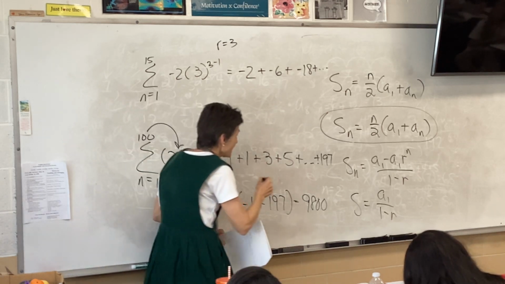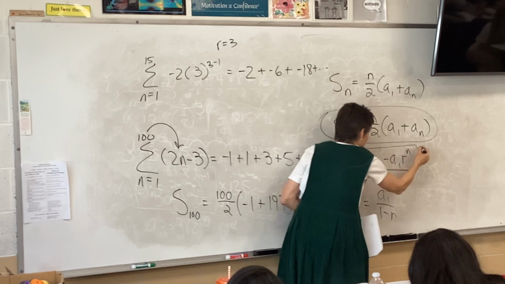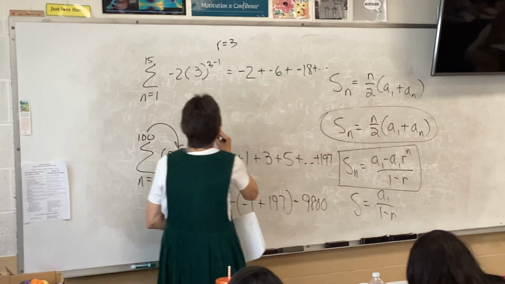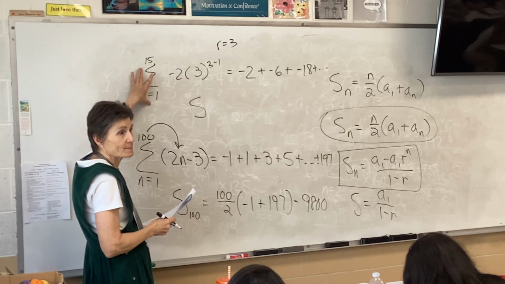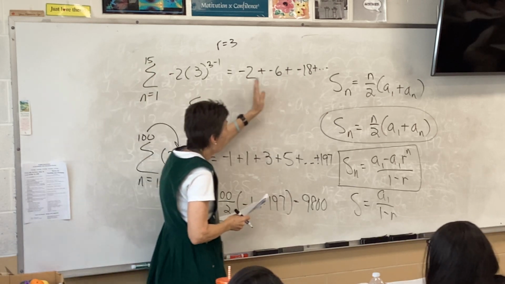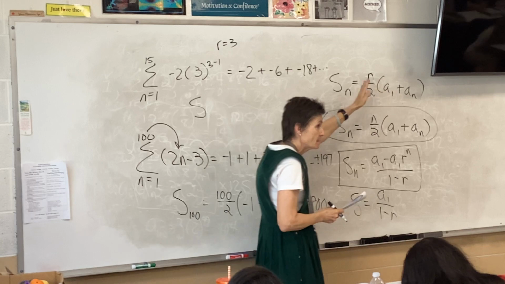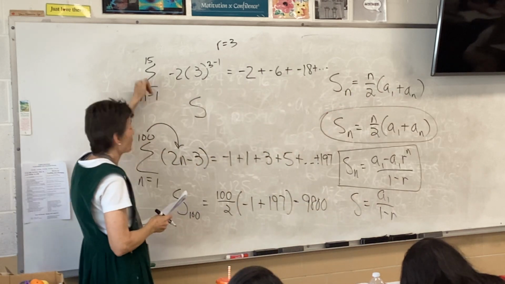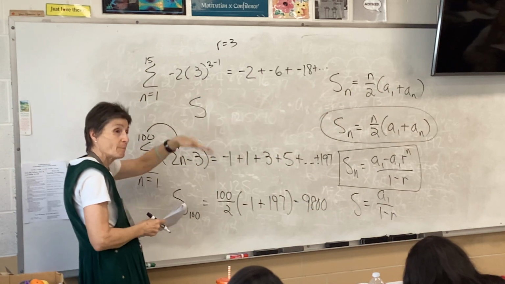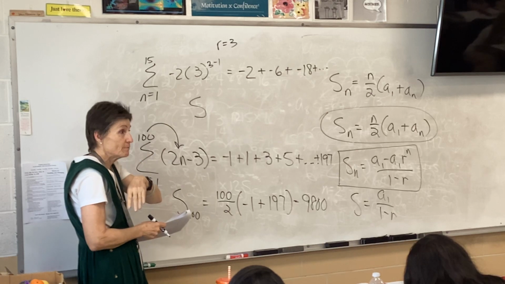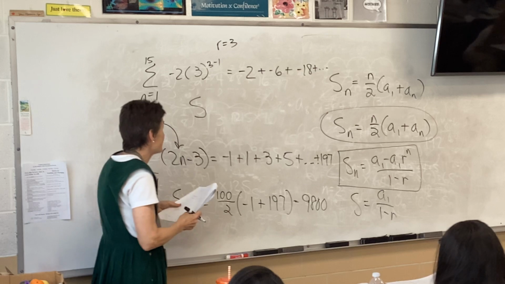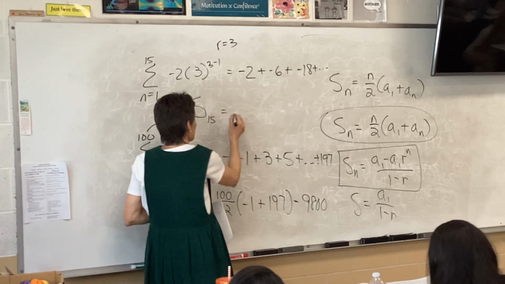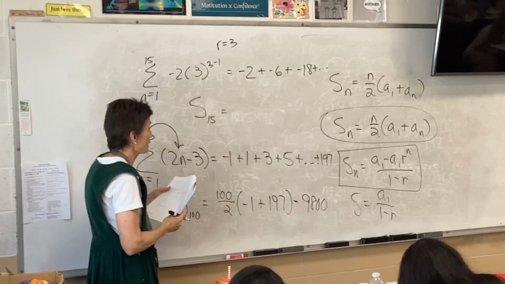So we're going to use now this formula. And we're going to add up how many terms. If we wrote them all out, we started with 1, we're ending with 15. How many terms is that? 15. 1, 2, 3, 4, 5, all the way up to 15. So there are 15 terms that we're adding up.